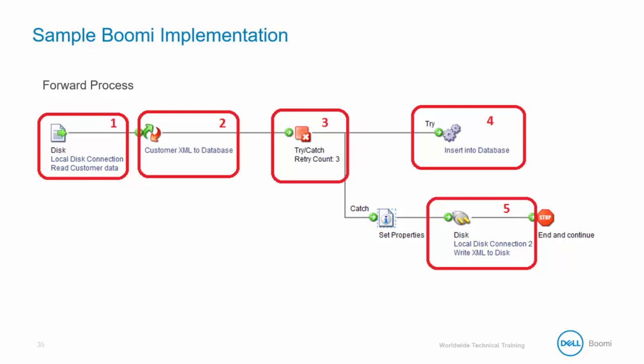In box 3, you can see a try-catch block is inserted to trap errors. Delivery is attempted a defined number of times, in this example 3 times. In step 4, sub-process calls to insert data into a database. And in step 5, errored messages are stored to a data store, in this example a local disk.